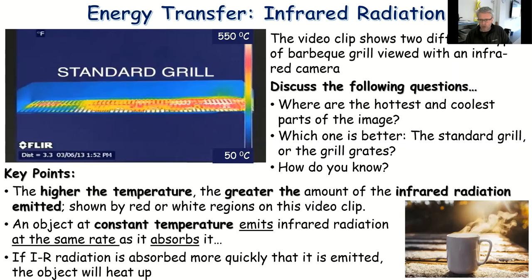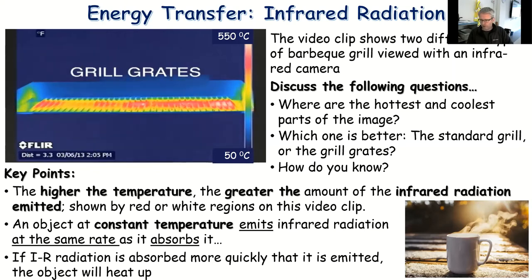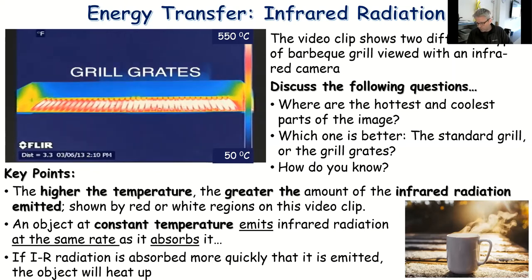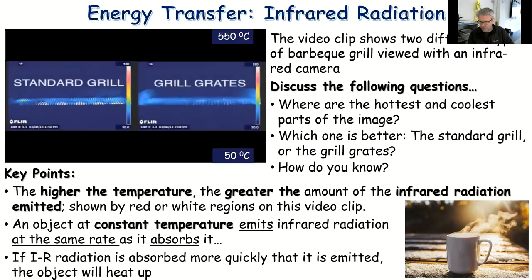The image at the bottom right corner there shows a hot cup of coffee on a very cold, frosty day. It's on a cold, icy table, as you can see there, and you can see the steam rising off the top of the coffee cup. What does this show us? Well, it shows us that that cup of coffee is going to cool down. It's going to cool down quite quickly.